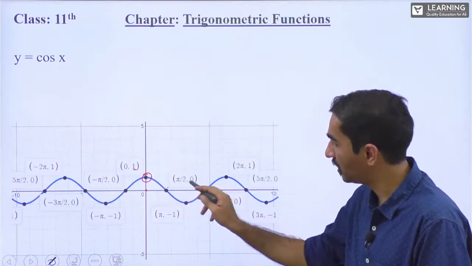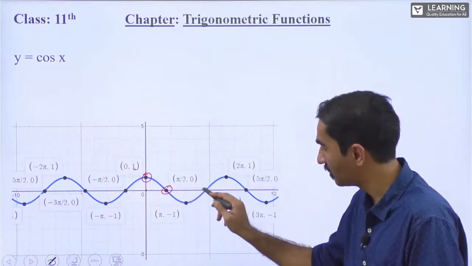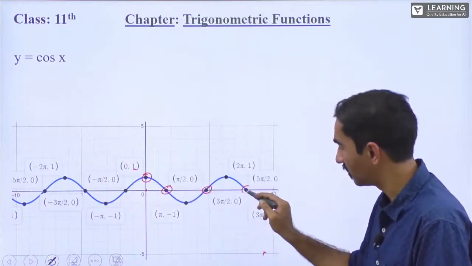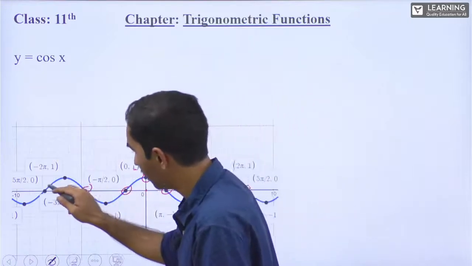At pi by 2 it is becoming 0. Cos is becoming 0 at these points. See, at this point, at this point, at this point.